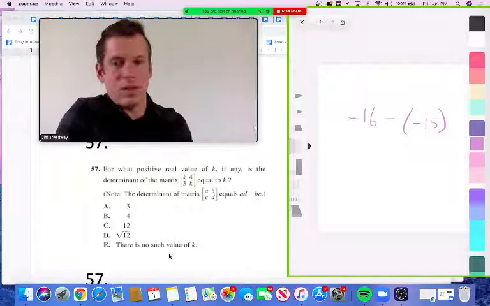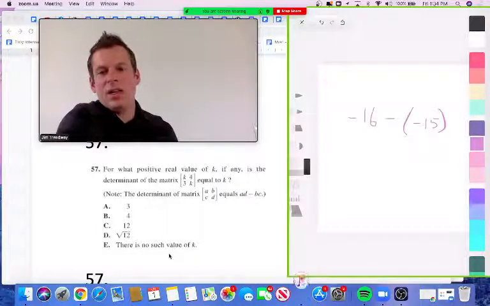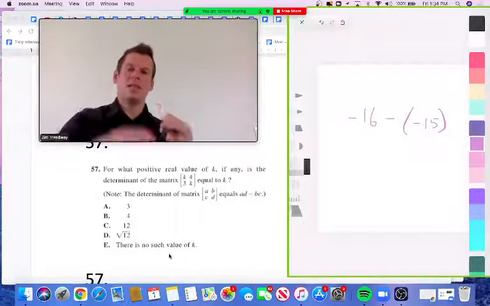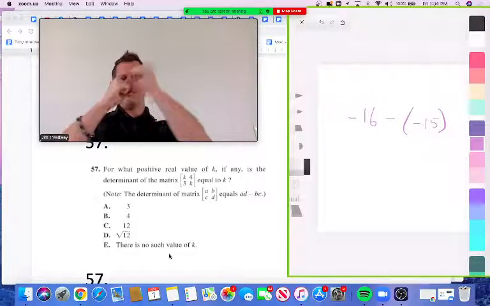Okay. 57, another determinant question. All you got to know, and you'll see they often tell you, determinant equals AD minus BC. Top left, bottom right, multiplied, minus bottom left, top right, multiplied.